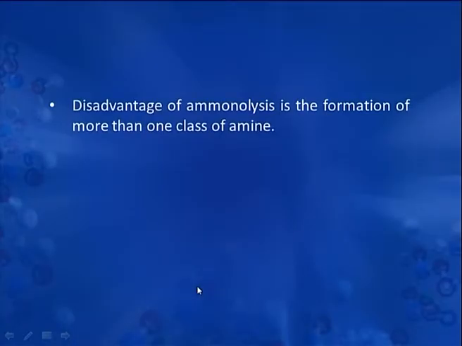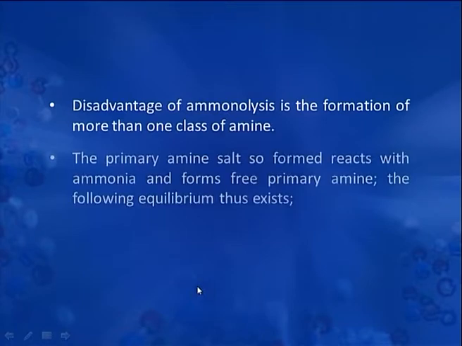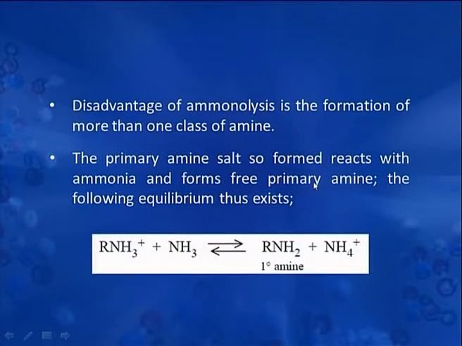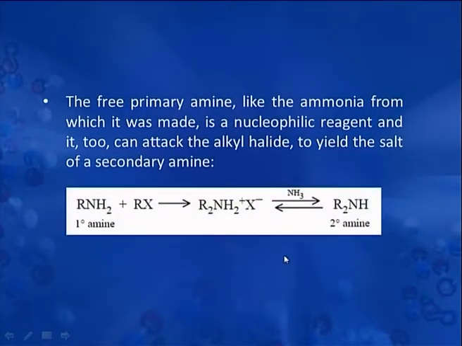Now we will discuss some disadvantages of ammonolysis in the formation of more than one class of organic compound. We have already discussed that primary amine salts are formed during the ammonolysis of alkyl halide. These ammonium salts upon treatment with ammonia form primary amine. Now this free primary amine, like ammonia from which it was made, acts as a nucleophile and it too can attack the alkyl halide to yield the salt of secondary amine.